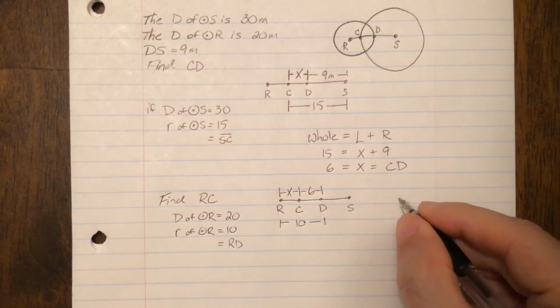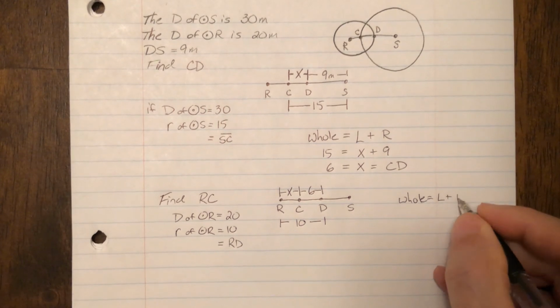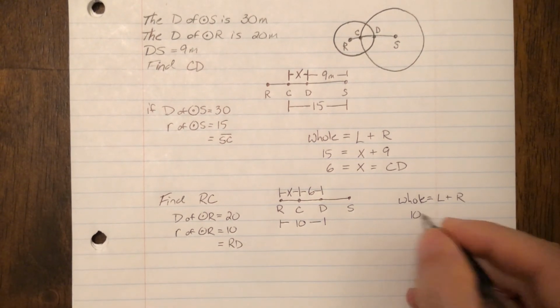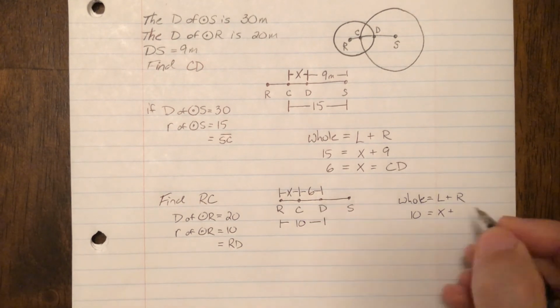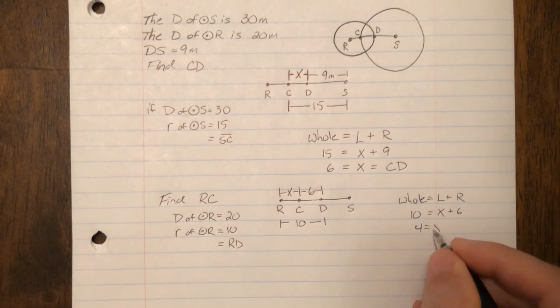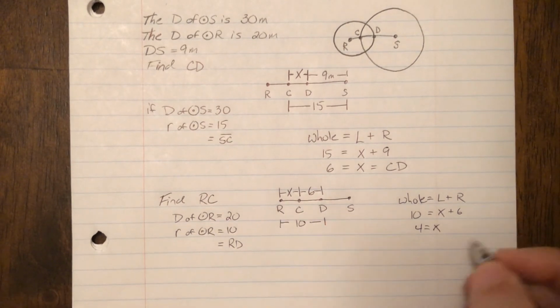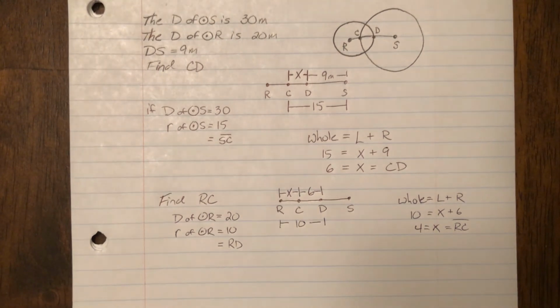So again, the whole thing equals the left plus the right. So if the whole thing's 10, the left is X, the right is 6. Take away 6 on both sides. X equals 4, and that is RC, what we were solving for. So in the end, that problem is not that bad.